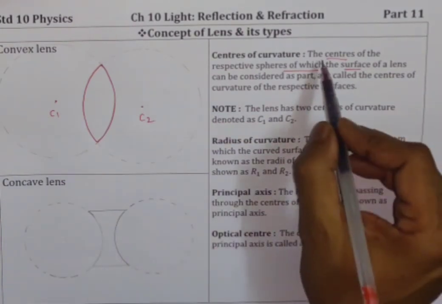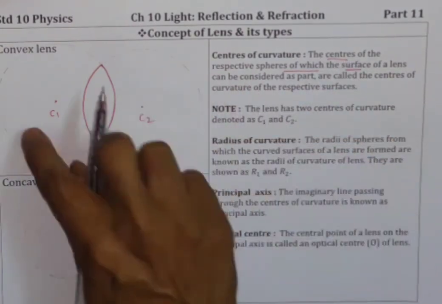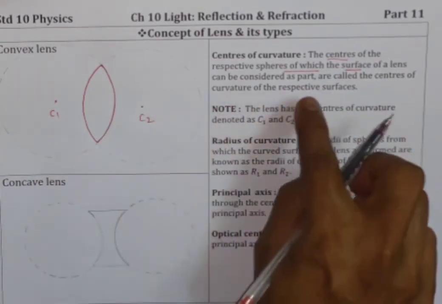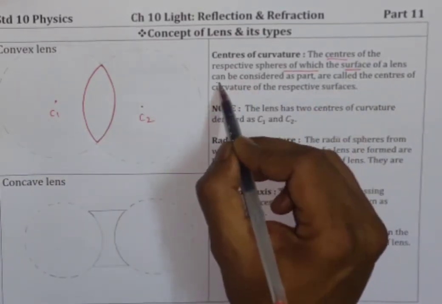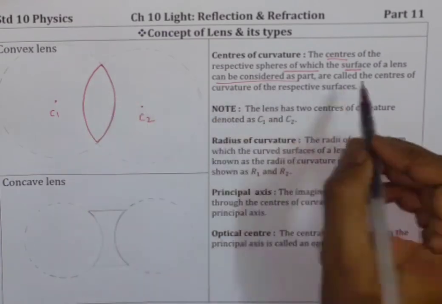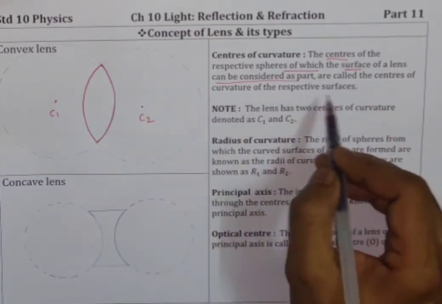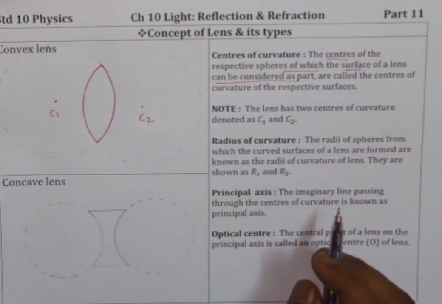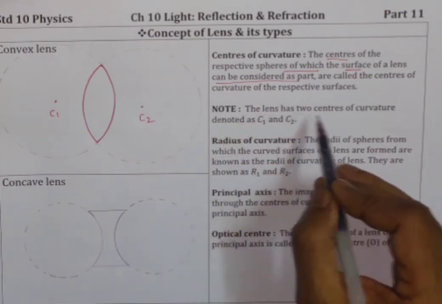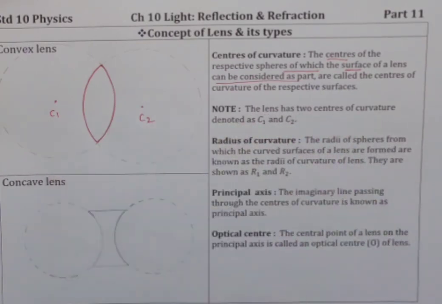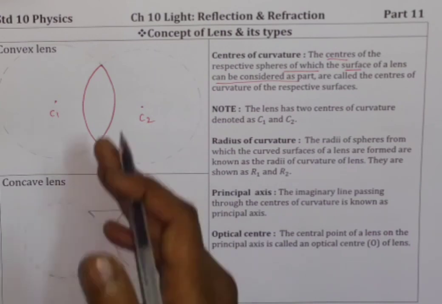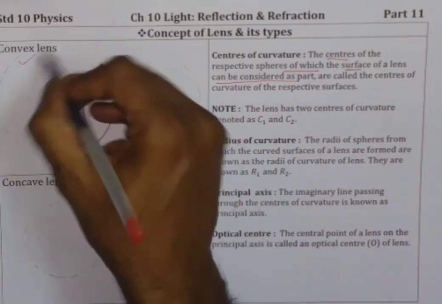Alright? So once again try to understand. The centers of the respective spheres of which the surface of the lens can be considered as a part are called centers of curvature, respective surfaces. Clear? Note, the lens has two centers of curvature, C1 and C2. Alright? Same way, ये convex lens की बात हुई.